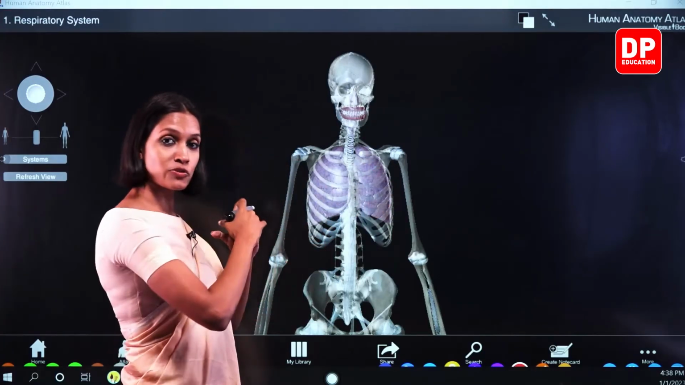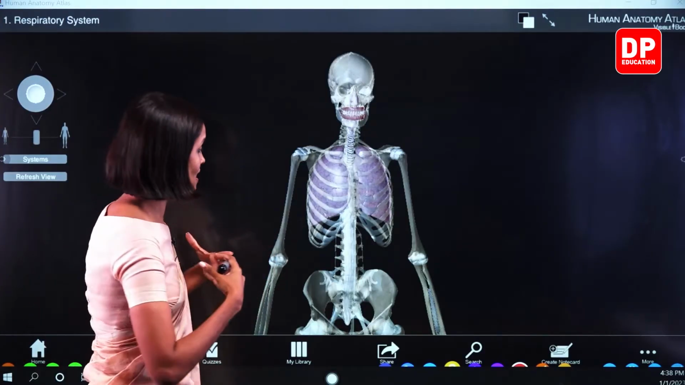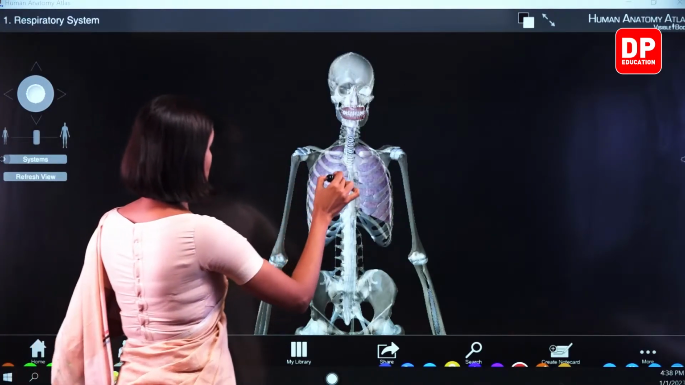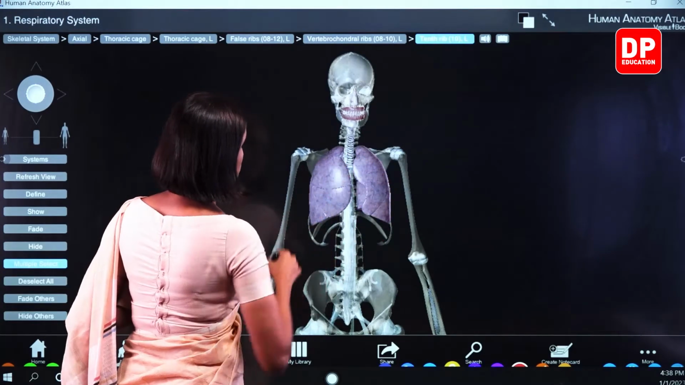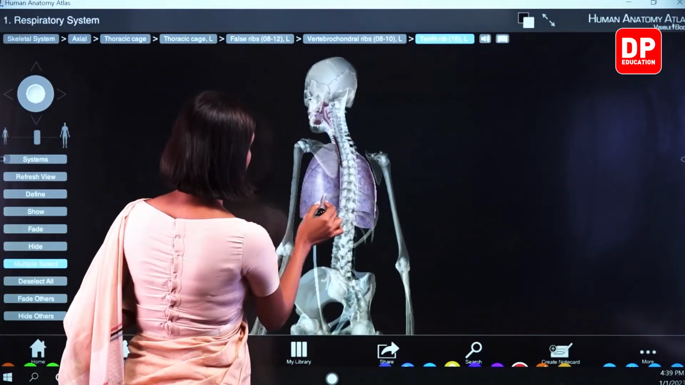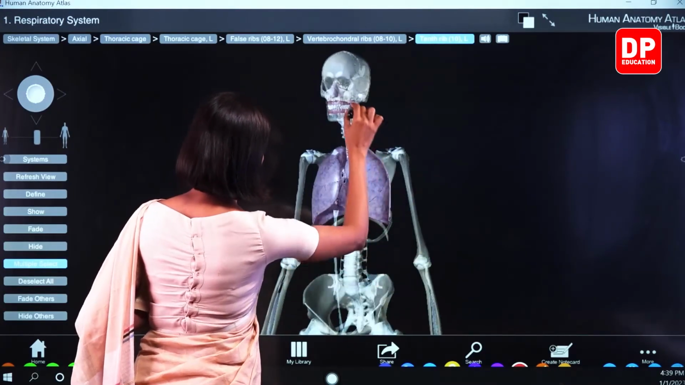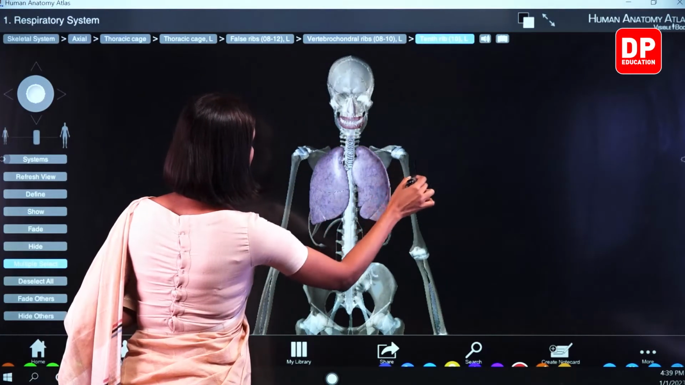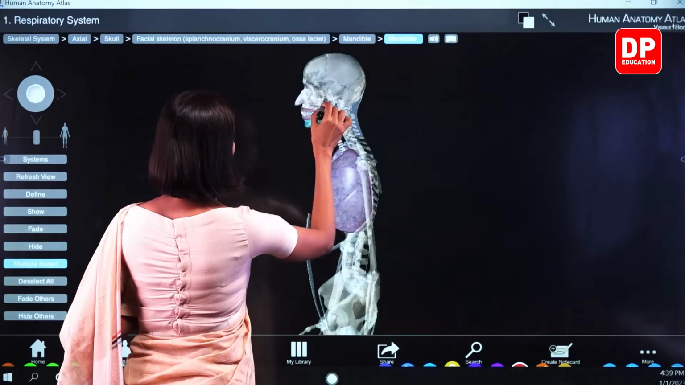Lungs are delicate organs. They are protected inside the rib cage in the thoracic cavity, the chest cavity. I will remove this rib cage first so that you can understand it very well. Now you can see these are the two lungs. If I rotate, you can see even from behind, it is protected partially like this.